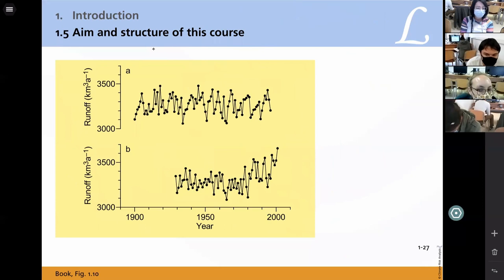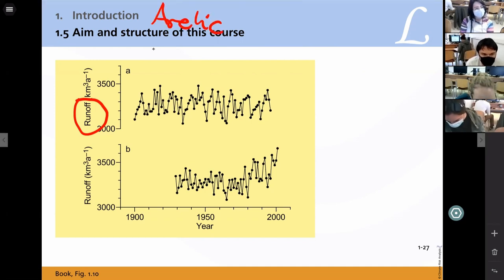Okay, this is another example of a bivariate series. That means, these are two time series. It's not a bivariate, these are two univariate series. This is better to say. The time scale is now the 20th century. And we see here runoff. Runoff is volume of water per time unit, cubic kilometers per year. It is a runoff in the Arctic area.